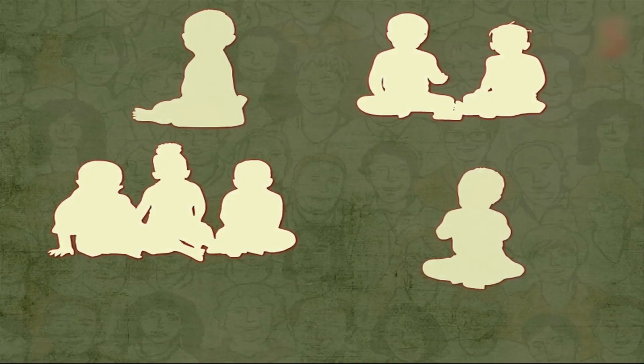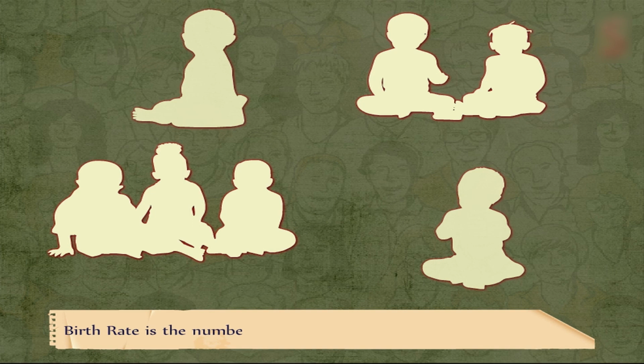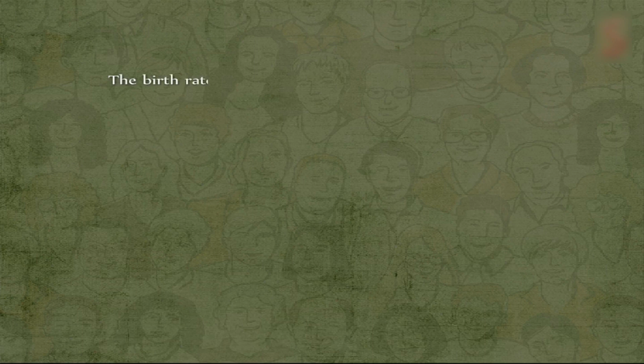Students, let us assume there is no migration at all. Then what happens? In case there is no migration, the population change can be calculated by taking the birth rate and the death rate. Birth rate is the number of live births per 1,000 persons in a year. For example, the birth rate of our country was 29 in 1992. This means that 29 live births took place for every 1,000 people living in the country.